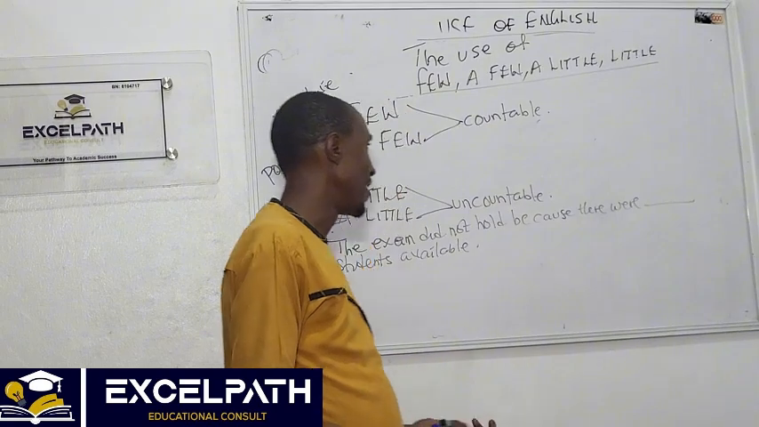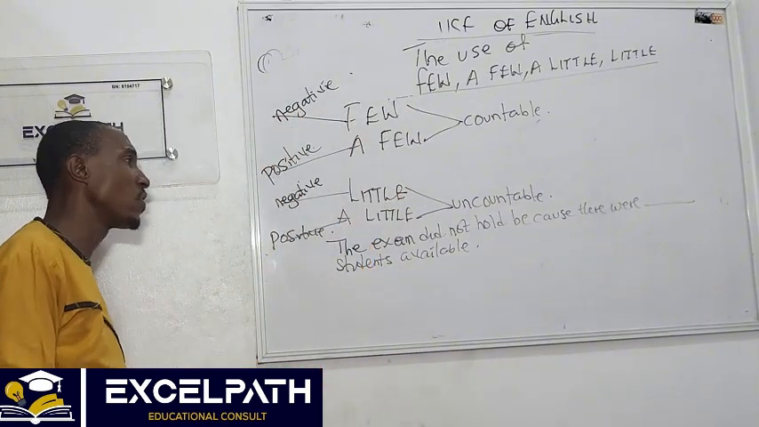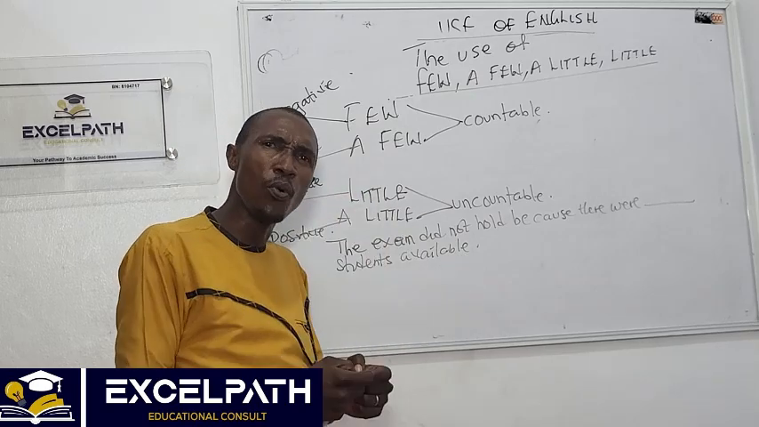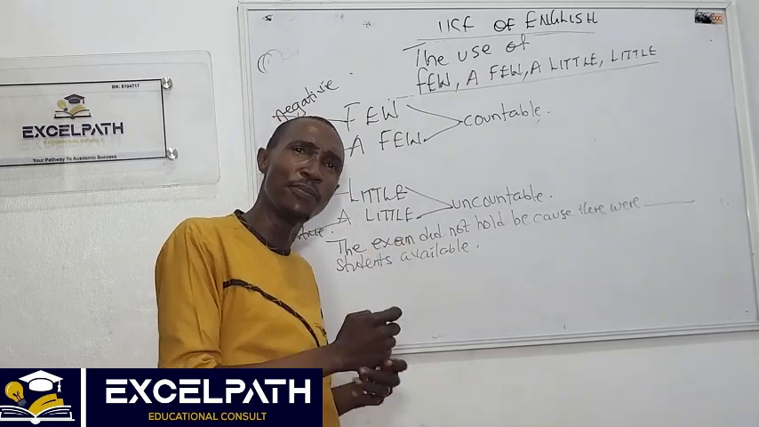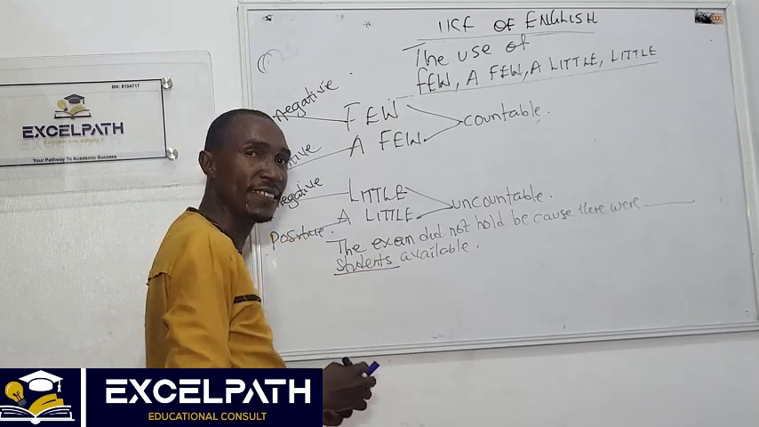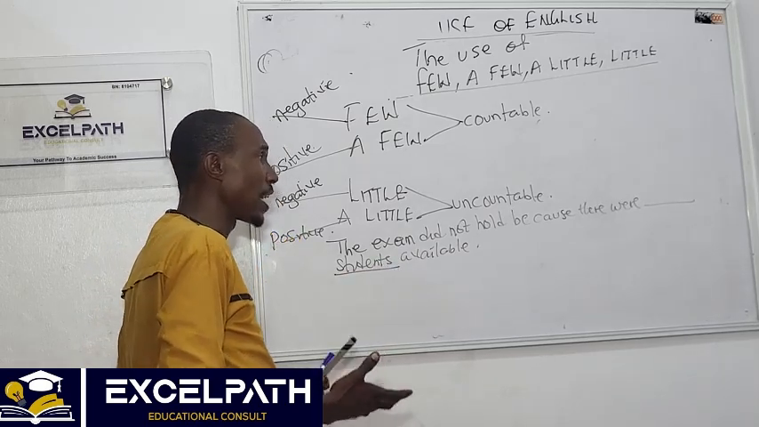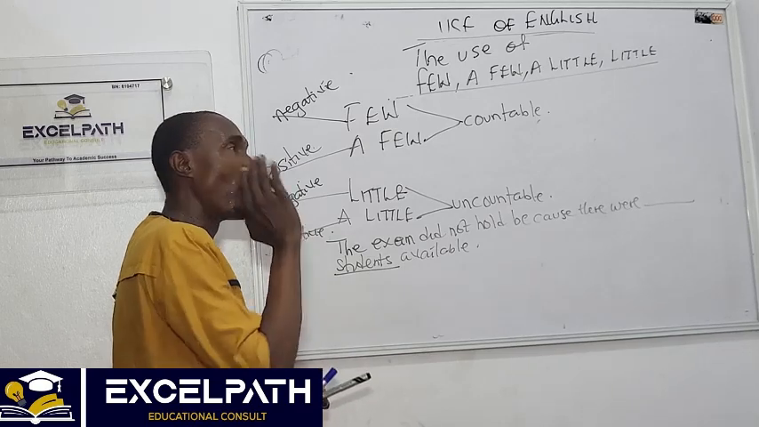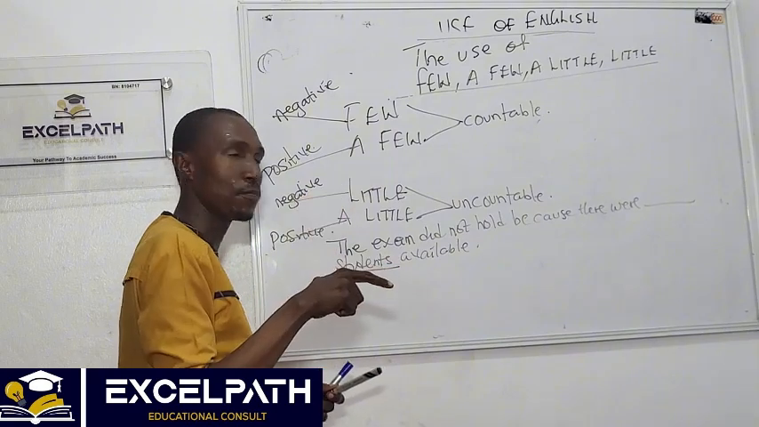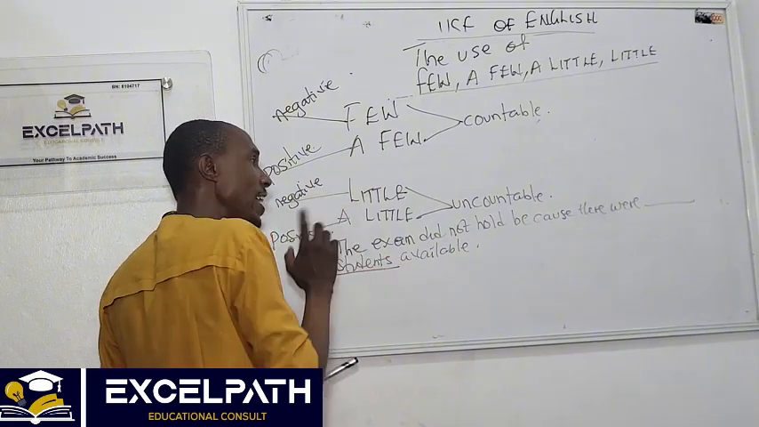The first question you ask yourself is, this question, is it something countable or uncountable? It is what? Countable, because of the word students. It's something you can count. So with that, your mind should go to few or what? A few, not little or a little.